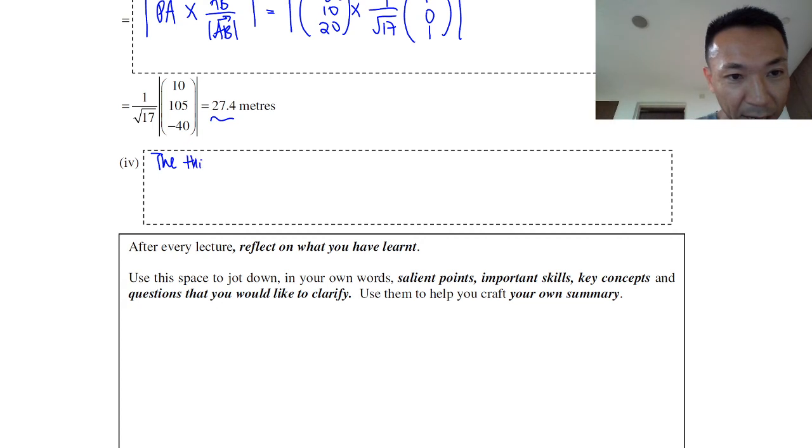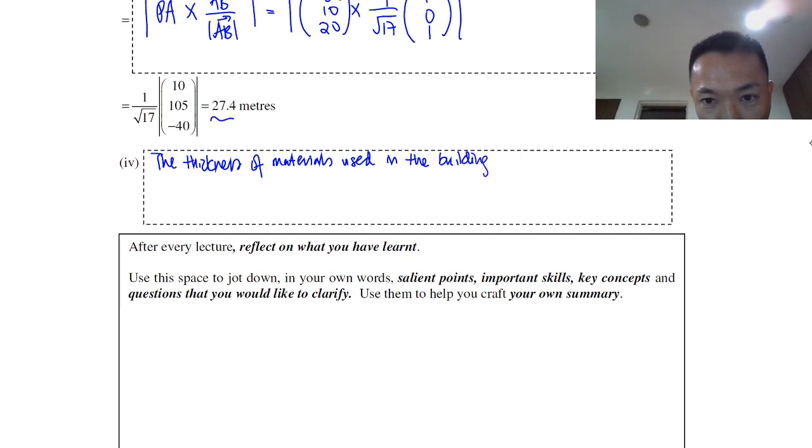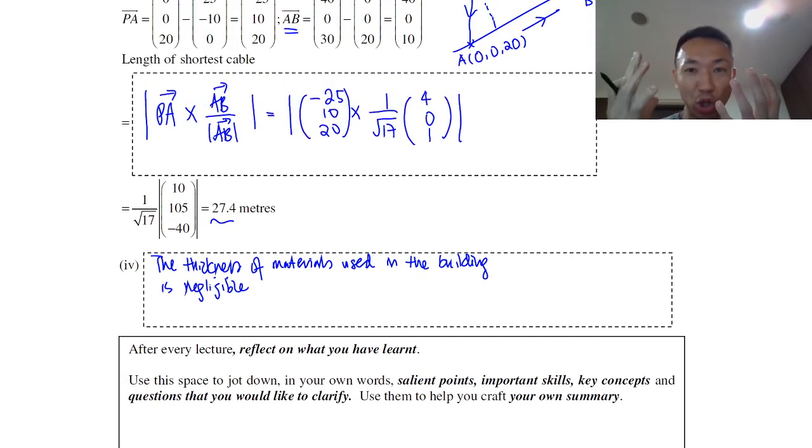the thickness of materials used in the building is negligible. Not that it's no thickness, it's just negligible in light of the magnitude of the building, the length of the building, 50 meters, etc. Like I said, if you can think of something reasonable, write something reasonable. Cannot, just make something up. Okay? That's that.